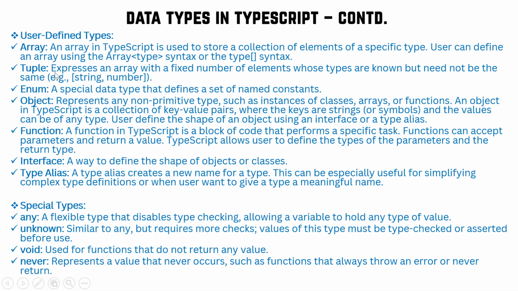Tuples are a little different from arrays, where the size is fixed, but a tuple can hold any kind of data type. It expresses an array with a fixed number of elements whose types are known but need not be the same. Tuples can have string, number, and so on. Then enum, a special data type that defines a set of named constants.